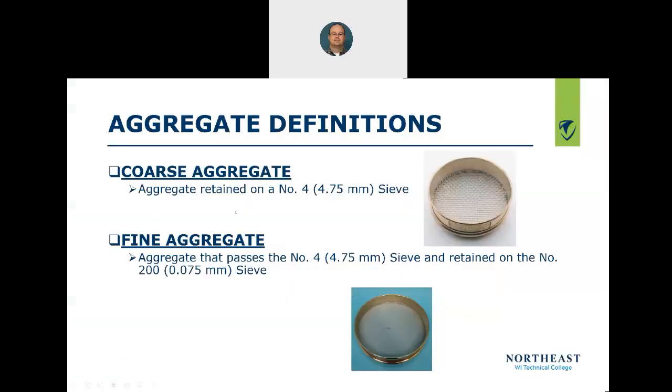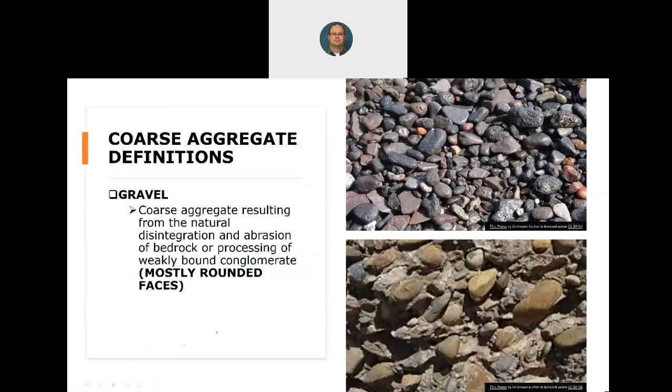Again, coarse aggregate is retained on a number 4, 4.75 millimeter sieve. Fine aggregate passes the number 4 and is retained on the number 200, which is 0.075 millimeters. You need to know those. All right, so now it's going to go into further detail.